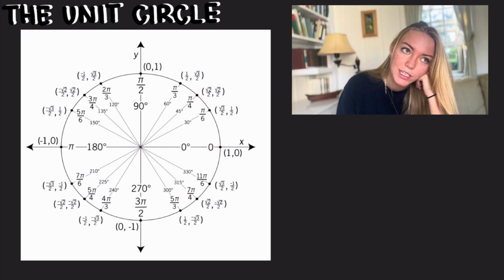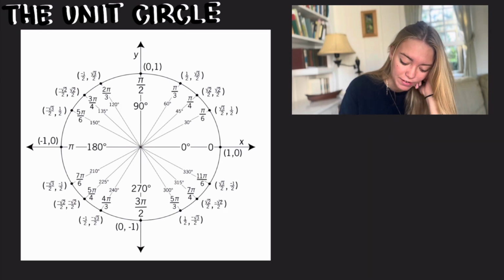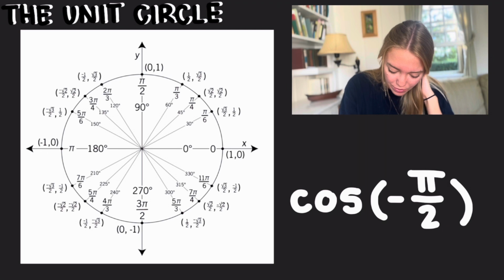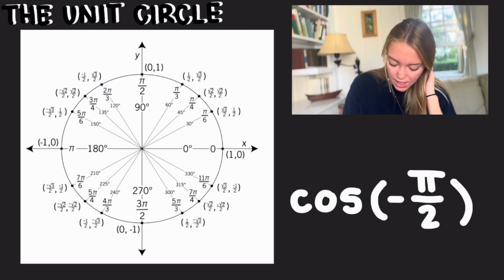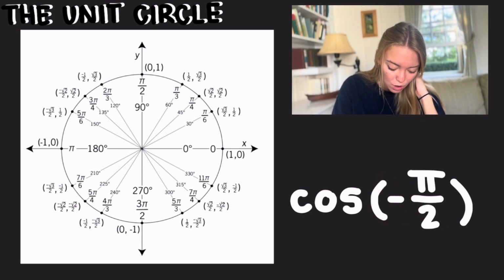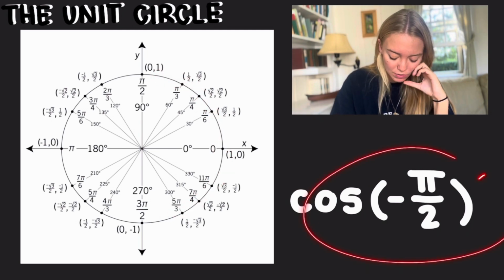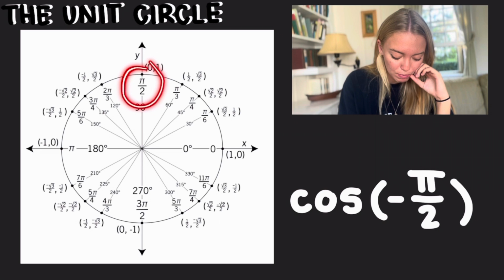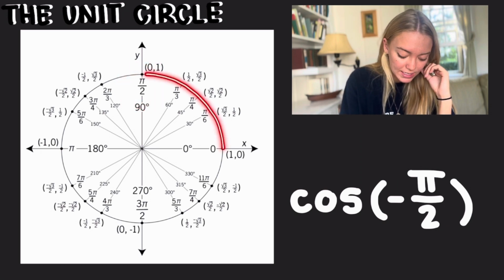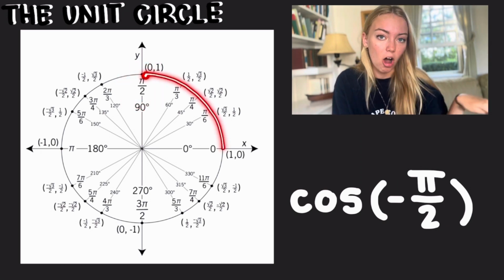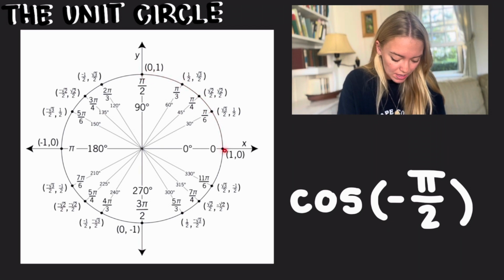Something that's important to mention is sometimes you might see cosine of a negative number. So let's say your teacher gave you cosine of -pi over 2. This negative just means walk the same distance, except instead of walking this way, you're going to walk in the opposite direction. So in this case, -pi over 2. Well, here's pi over 2. So it's going to be this amount of distance, except in the opposite way. So it's going to be in this way, and we would land at this point.